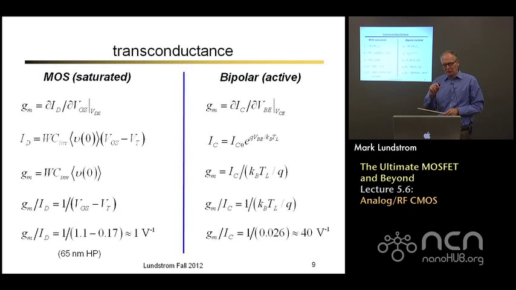And that happens because the base emitter voltage is applied directly by base contacts and emitter contacts, whereas in a MOSFET, we're modulating the source to channel barrier indirectly through the gate. So the device ends up having a smaller transconductance. So MOSFETs can be useful for analog, but in principle, they're just not as good as a bipolar transistor.